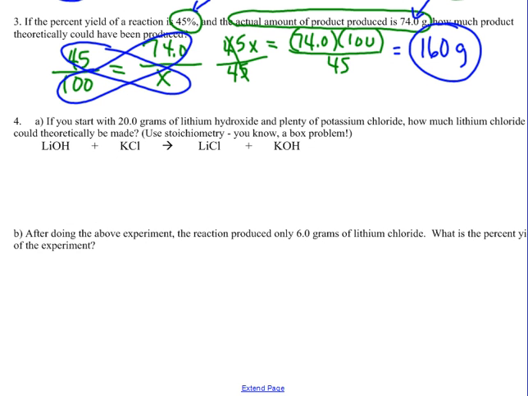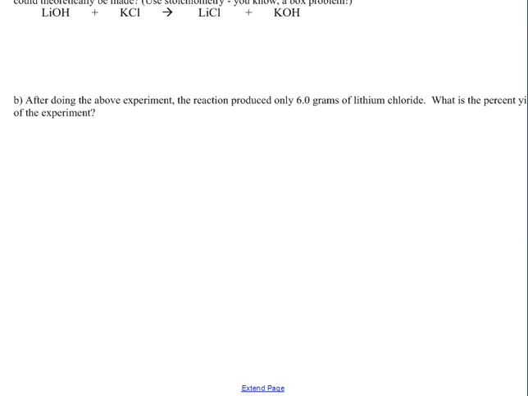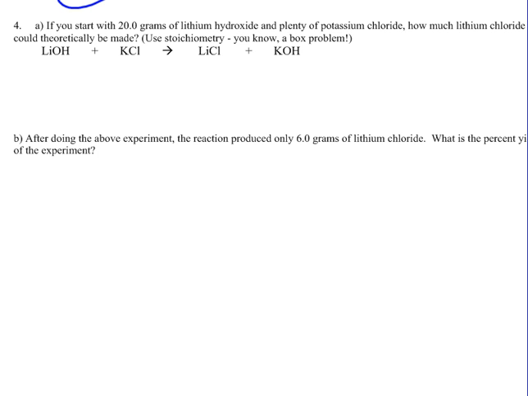Okay, now we are down at problem number 4, and problem number 4 says if you start with 20 grams of lithium hydroxide and plenty of potassium chloride, how much lithium chloride could theoretically be made? Use stoichiometry. You know, a box problem. Well, a box problem is the chain conversion fractions that we have used, and so effectively this is your three-step problem.